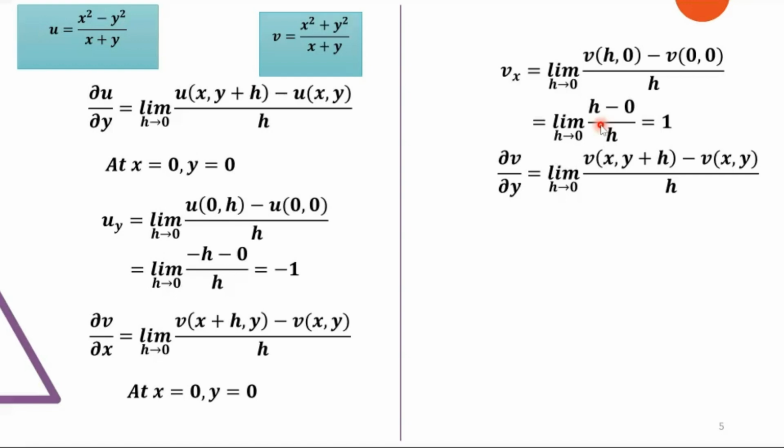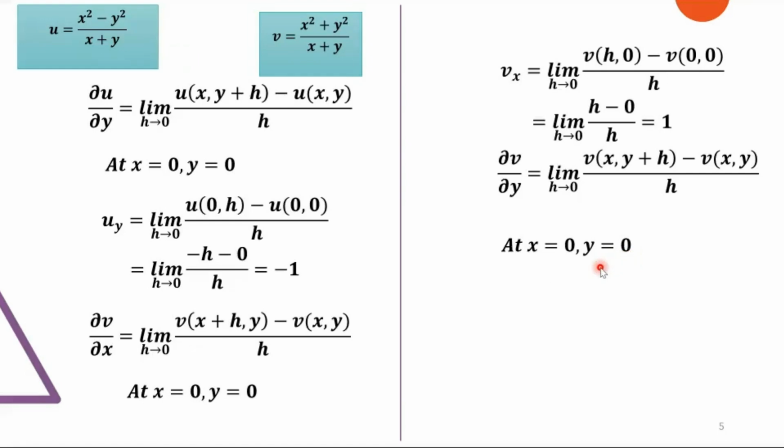Similarly, we have to find vy. What will be the value of vy? Just tell me, what do we do in vy? x will be constant, y is the variable, so here we write y plus h and here y. So at x equal to 0, y equal to 0. This y we are using because we have to show that the CR equations are satisfied at z equal to 0. z equal to 0 means x equal to 0, y equal to 0.